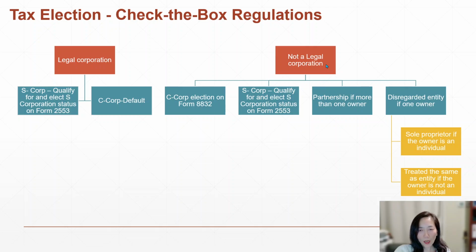If it's not a legal corporation, then they can elect to be treated as a C corp on Form 8832, and S corp. The entity can also file an election to treat themselves as an S corp. And generally speaking, if the entity has more than one owner, it will be treated as a partnership. And if it's a single owner, very likely it will be disregarded for tax purposes.